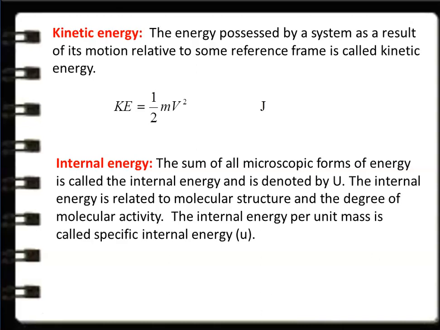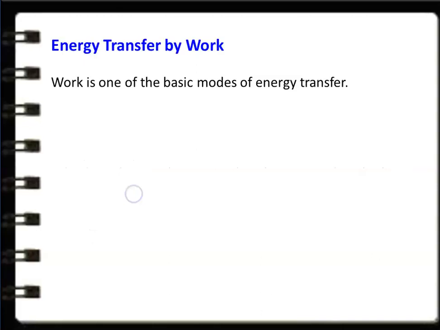And the internal energy: the kinetic energy and potential energy are macroscopic types of energy, so we measure them at a macroscopic level. There are certain energies which are connected to the microscopic level. So the sum of all the microscopic forms of energy is called internal energy, and it is denoted by U. The internal energy is related to the molecular structure and degree of molecular activity. The internal energy per unit mass is called specific internal energy.